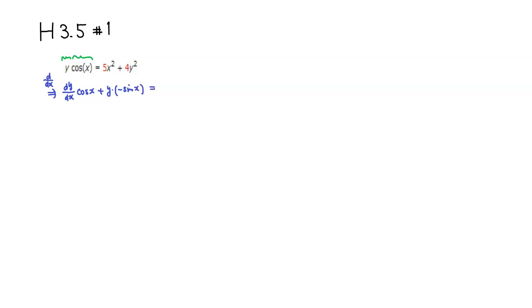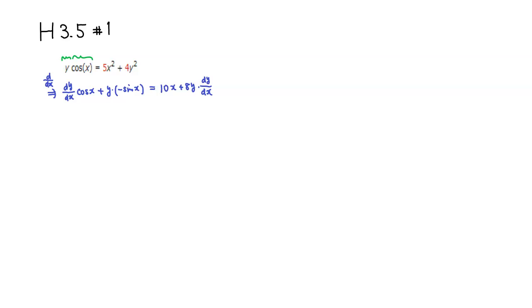And the right hand side, the derivative of 5x squared would be 10x, just a regular derivative, since it's with respect to the same variable. Here we have to do the chain rule, so it's 4 times 2 is 8y, but you have to multiply by dy over dx because of the chain rule.